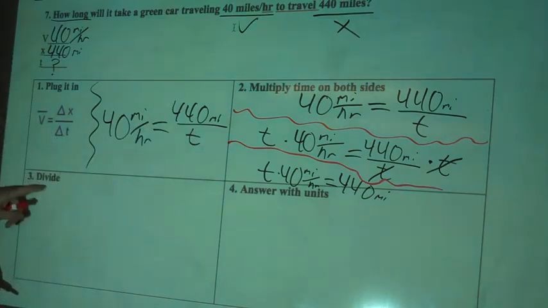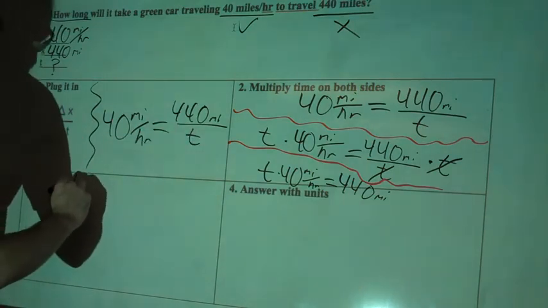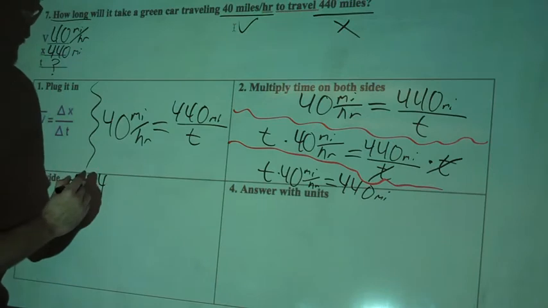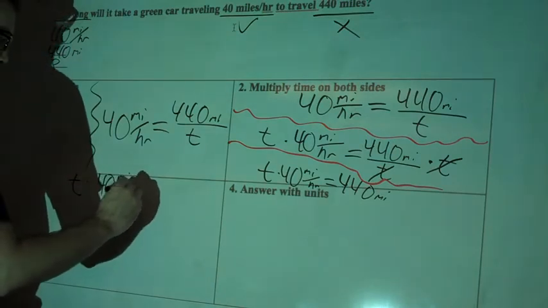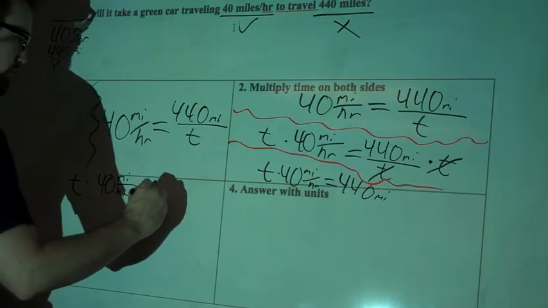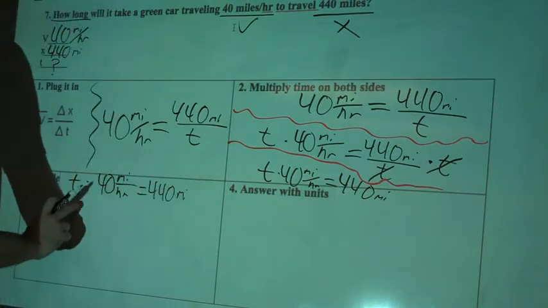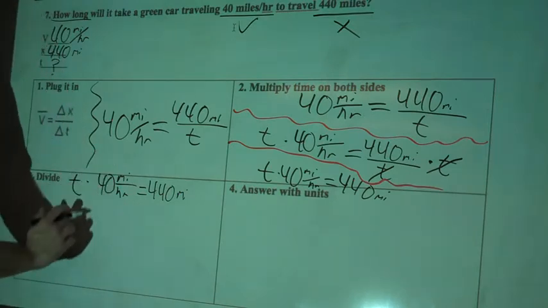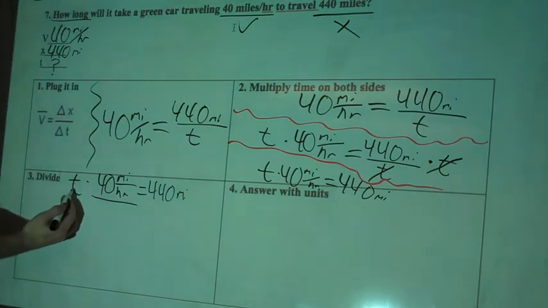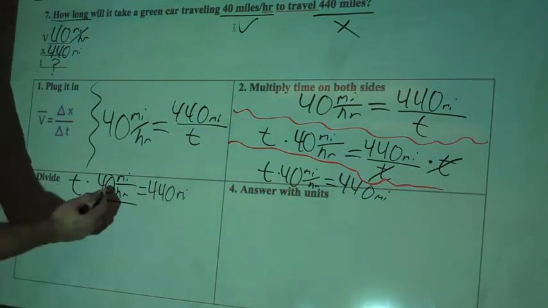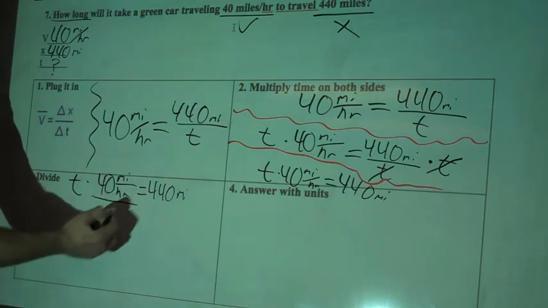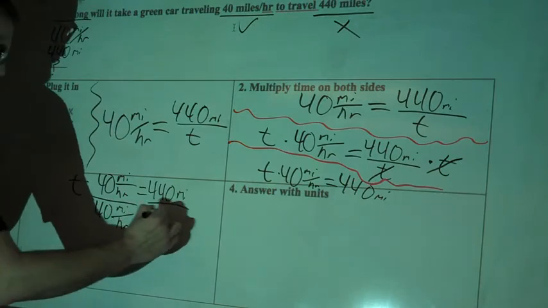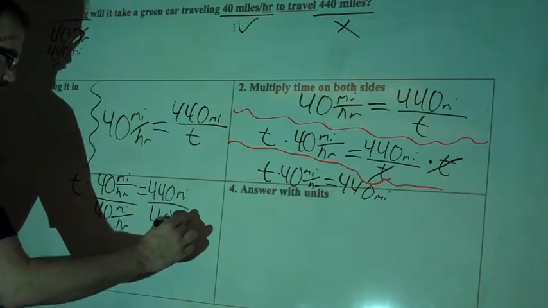Let's rewrite that down here, and we're going to simplify this even further. t times 40 miles per hour equals 440 miles. We want to get t by itself, so we're going to get rid of anything on that side of the equal sign. The only thing over there is 40 miles per hour. Since that's multiplied by t, we'll do the opposite operation, which is division. So we'll divide by 40 miles per hour, and on this side, we'll divide by the same thing, 40 miles per hour.